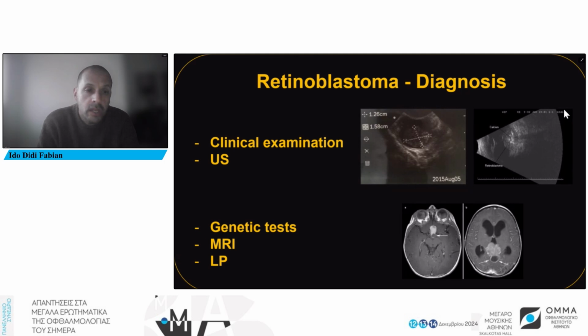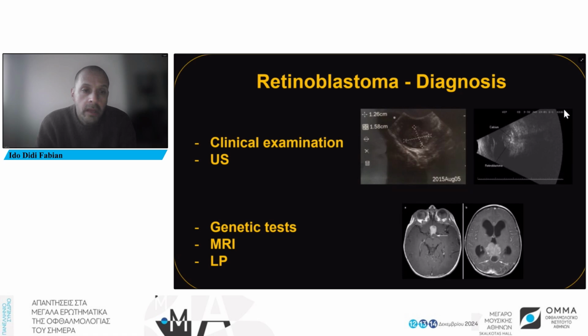We also perform genetic testing to see if the RB1 gene is mutated. We take that from the blood, and if we decide on enucleation as the primary treatment, we can take a biopsy from the enucleated eye as well.